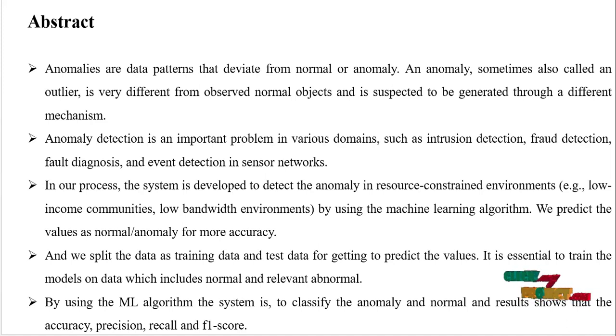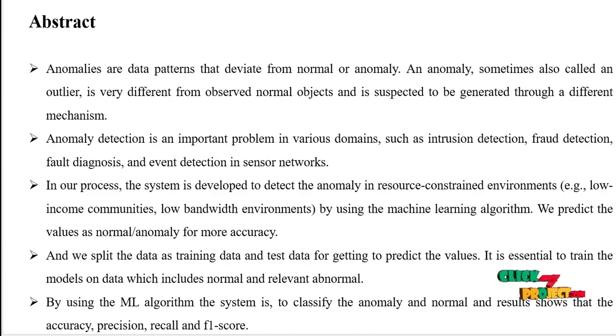Anomalies are data patterns that deviate from normal. An anomaly, sometimes also called an outlier, is very different from observed normal objects and is suspected to be generated through a different mechanism. Anomaly detection is an important problem in various domains such as intrusion detection, fraud detection, fault diagnosis, and event detection in sensor networks.